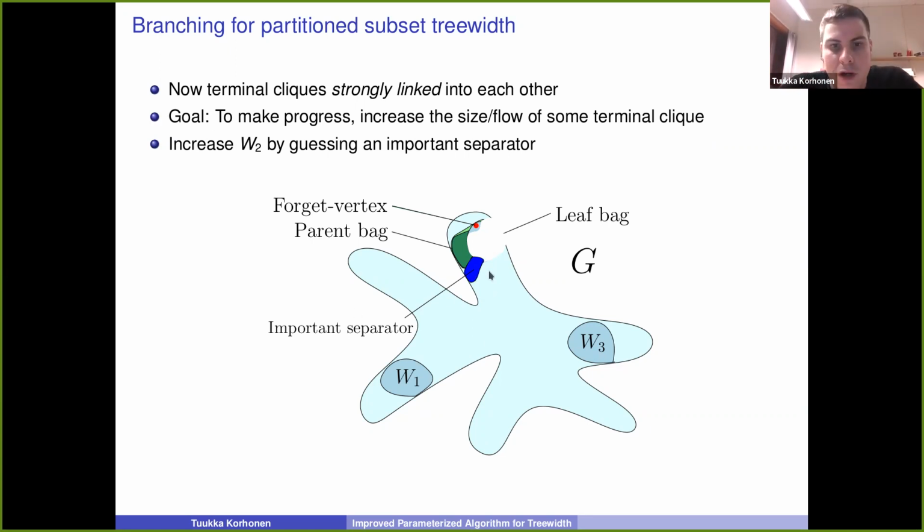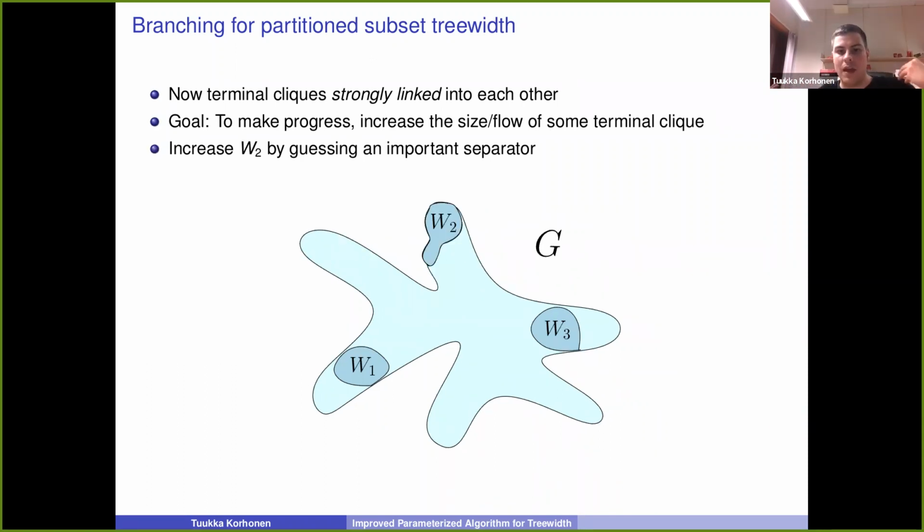So we want to guess an important separator that dominates this parent bag, that's closer to this other terminal clique than this parent bag was. And now we can prove that we can say this important separator is the bag this was in. So we can add this important separator in this clique W2. And now we can forget everything that's happening in the subtree below this leaf bag, so we can just throw them away outside of X. We don't need to care about what happens in this part of the decomposition. And this is how we managed to increase the size of this leaf.